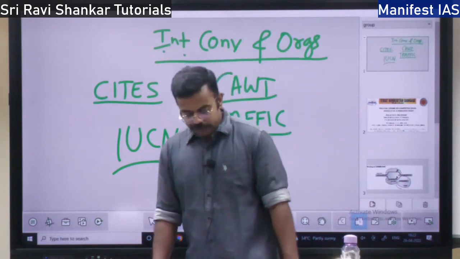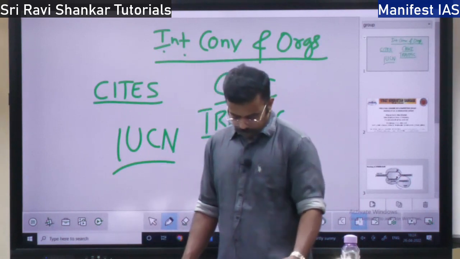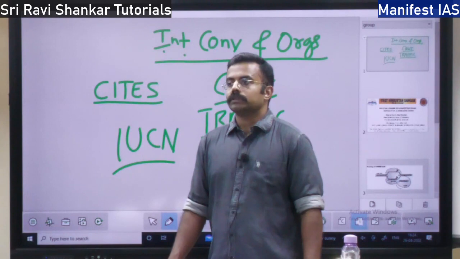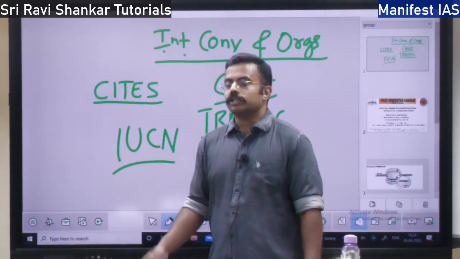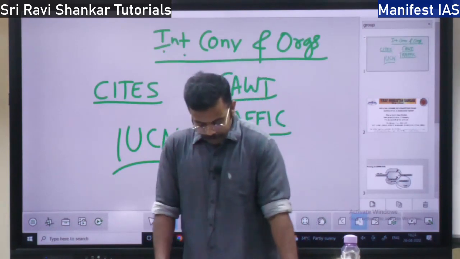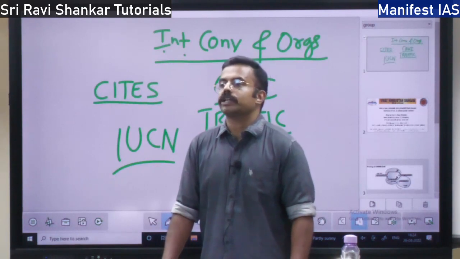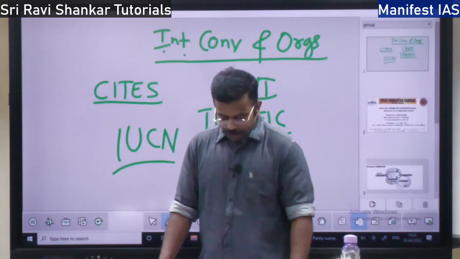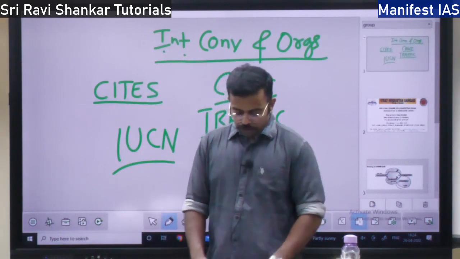So the Minamata Convention, when was this signed? How many years before? This was signed in 2013. So what does it talk about? Anthropogenic emission of mercury and mercury compounds. It is against mercury. It was signed in Japan, in 2013.